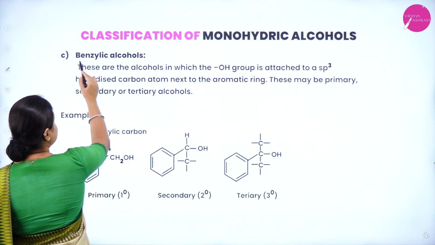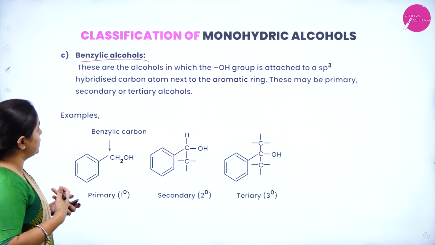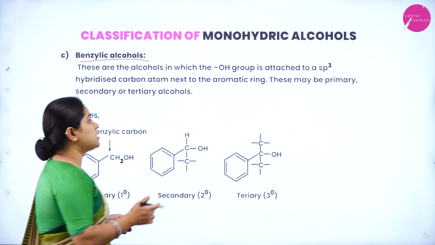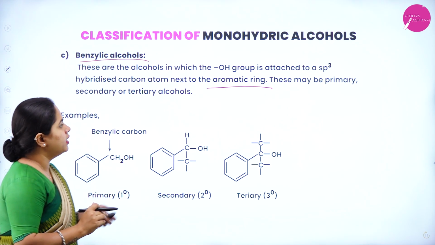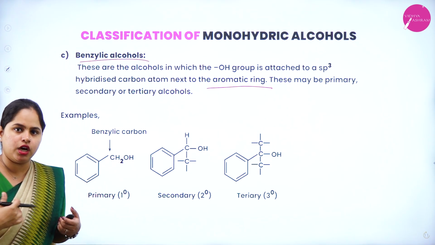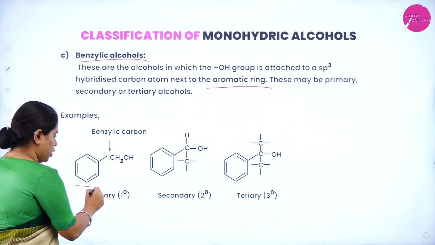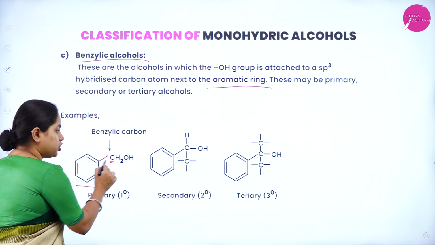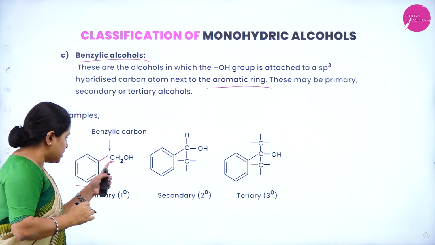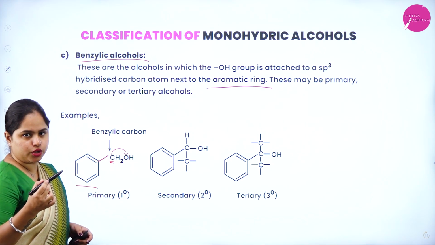The next one is benzylic alcohols. These are alcohols in which the hydroxyl group is attached to the sp3 hybridized carbon atom next to the aromatic ring, not directly attached, but next to the aromatic ring. Here also you can have primary, secondary, tertiary. So let's understand. This is the aromatic ring, the benzene ring. This benzene ring is directly attached to this carbon, and this carbon is attached to the alcohol group, that is your functional group, right?